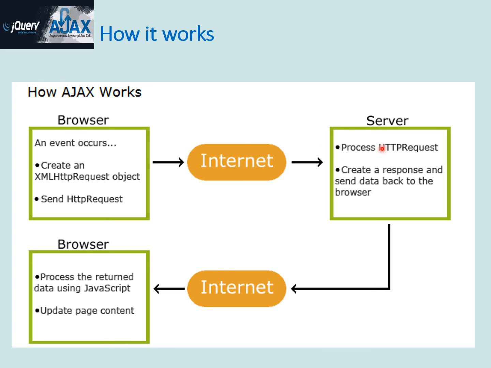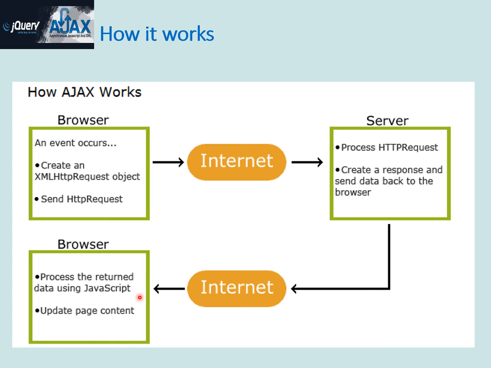On the server side, the server receives the client request and processes that HTTP request. Based on the request, the server produces a response object and sends the requested data back to the browser with the response object. So it creates a response and sends data back to the requesting browser. This data transfer happens over the internet. Then the response object reaches the browser side.